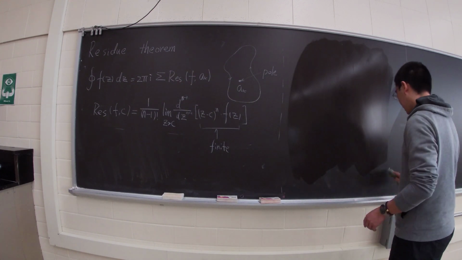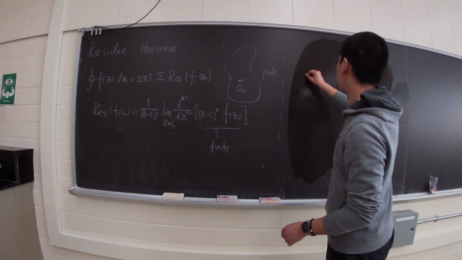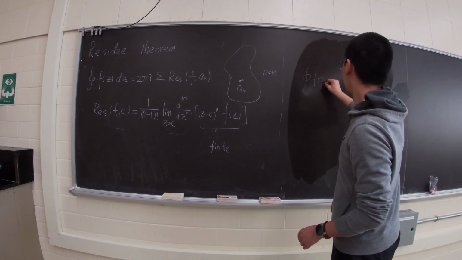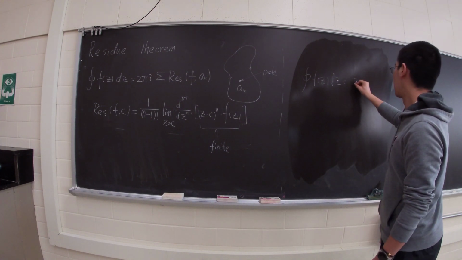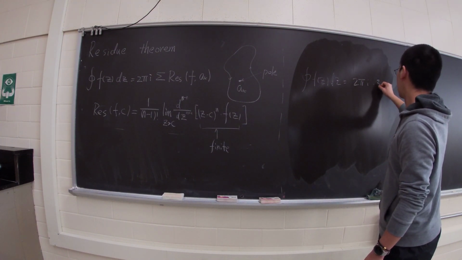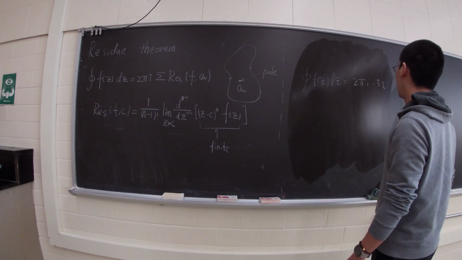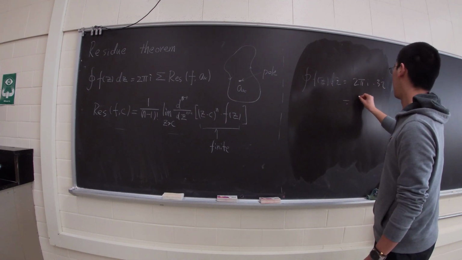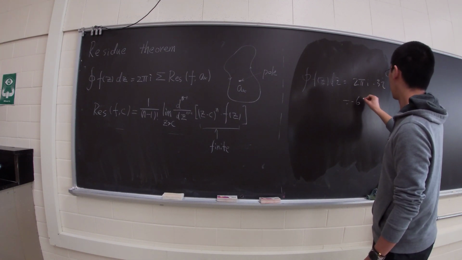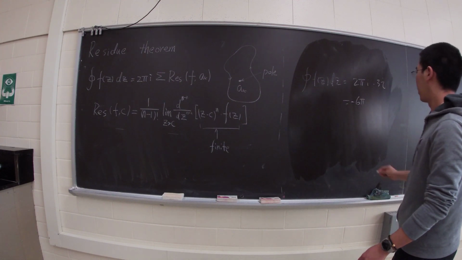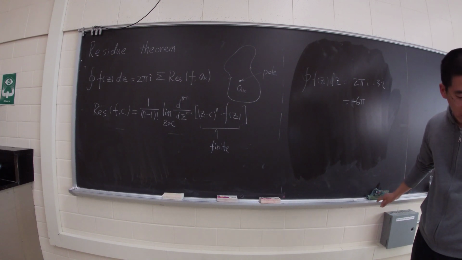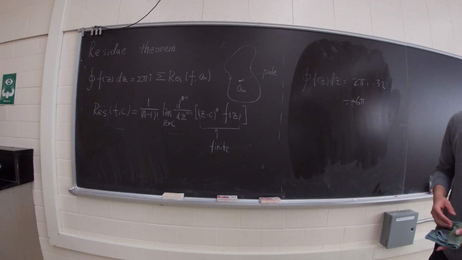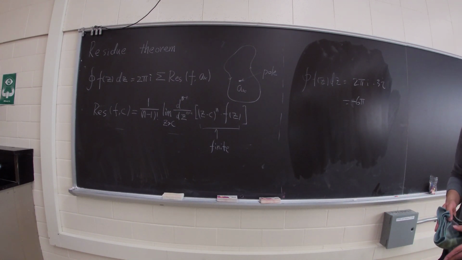And if you want to know the integral, then of course it will be 2 pi i times 3i. We end up having negative 6 pi. And that's the answer of the integral.